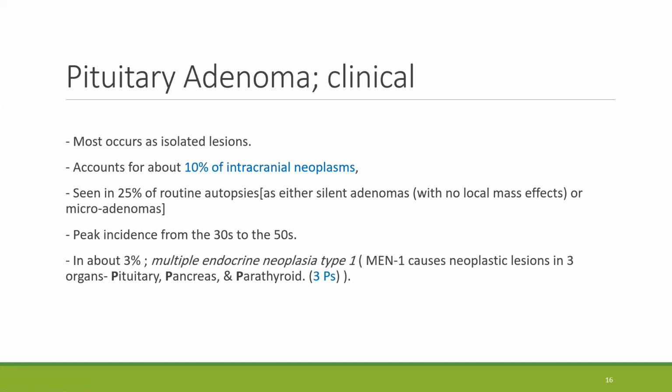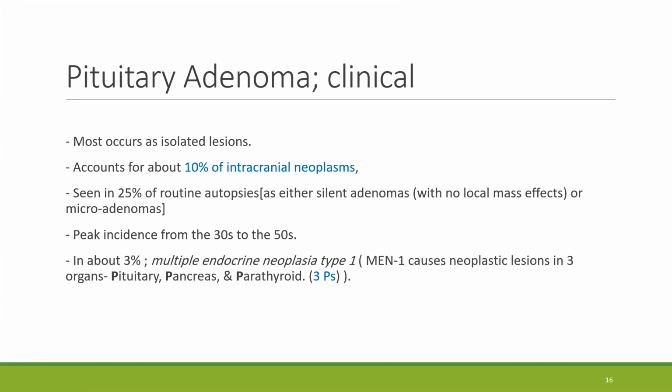How does the adenoma present? Clinically, most of the time it's an isolated lesion. Remember, it accounts for 10% of intracranial neoplasm. So pituitary adenoma actually is not a rare tumor in the intracranium or in the brain. It's 10%. It's seen in 25% of autopsies, either as a silent adenoma or microadenoma. You will see what we mean by microadenoma later on. So it's really not an uncommon lesion in autopsies. In one quarter of autopsies, we can see adenoma.